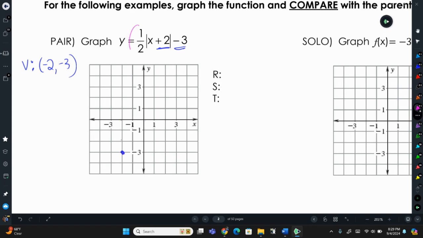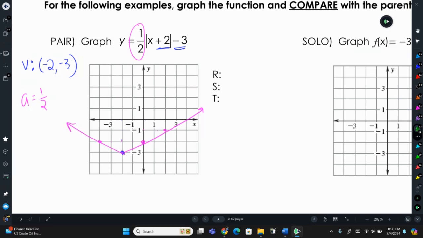Now, the a value, a is equal to 1/2. So from the vertex, we're going to go up 1 and right 2, because 1 over 2, rise over run, up 1, right 2, and it's going to look like this. Then we go from the vertex up 1 and left 2, and it looks like that.